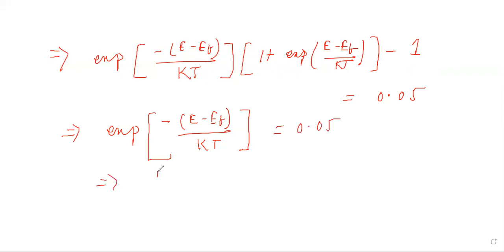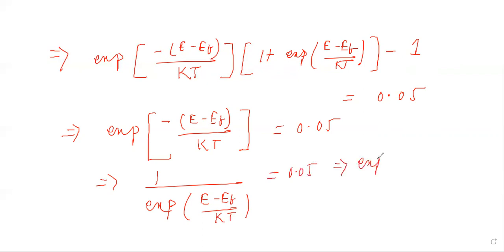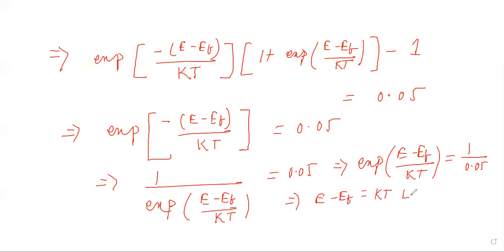Okay, so that we can write 1 divided by, this is minus of this, so take the reciprocal, 1 by (e minus ef) divided by kt. Okay, this will be 0.05. So we can further write it as exponential of (e minus ef) divided by kt will be 1 by 0.05, because I just do the reciprocal of both the sides, so that I can write e minus ef here can be written as kt times ln of 1 by 0.05.